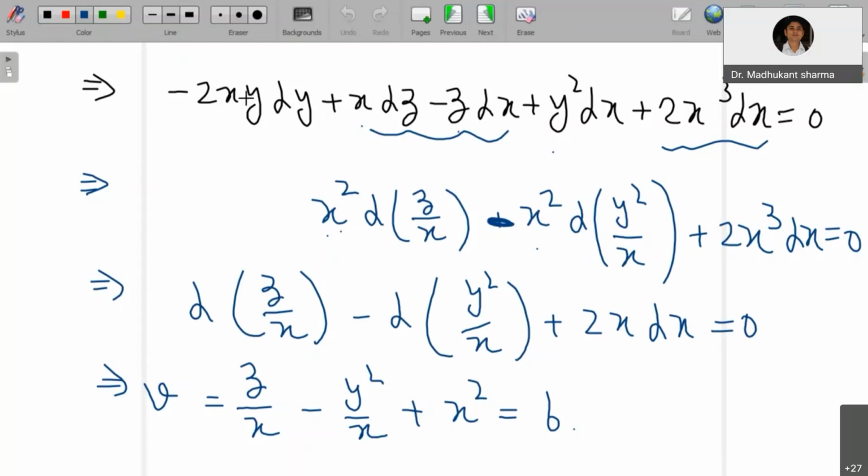Did you get my point? Yes, sir, but we have assumed that z is dependent on x and y, and x and y are independent. Okay, what is your doubt here then? Sir, if x and y are independent, then x y dy is integrable, and x will come out of the integration.